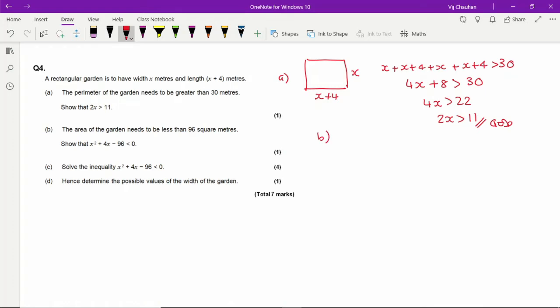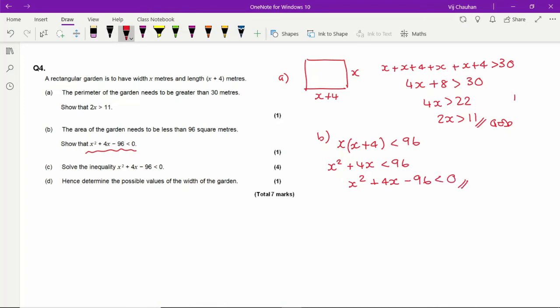Now for B, it's saying that the area of the garden needs to be less than 96 square meters. So here the area of that rectangle is going to be x times x plus 4, and that needs to be less than 96. So expanding the brackets out, I've got x squared plus 4x is less than 96, and then because they want it in this sort of format, all I've got to do is take the 96 over, so I've got x squared plus 4x minus 96 is less than 0.